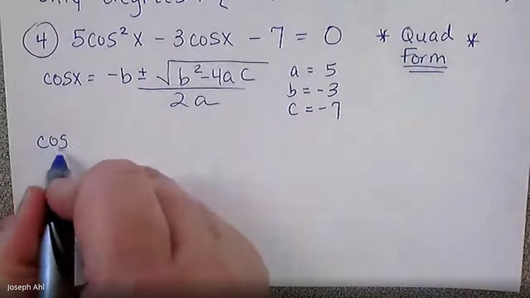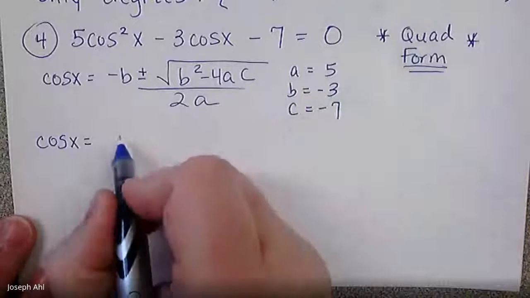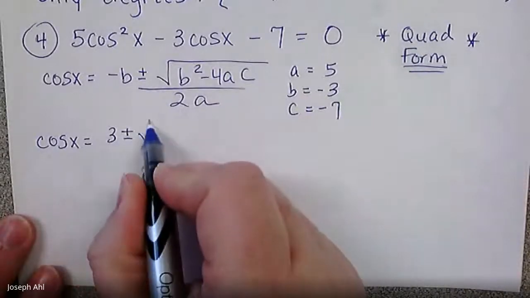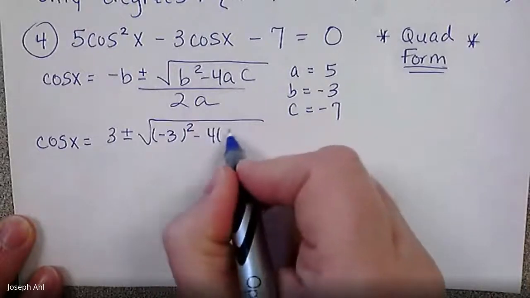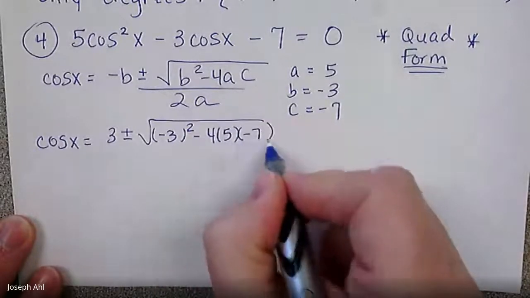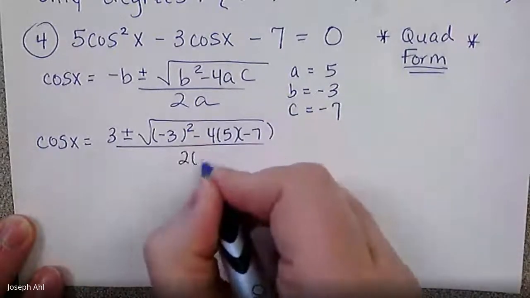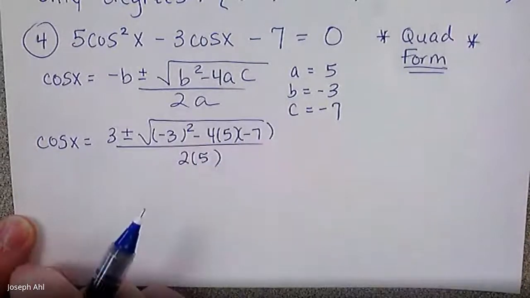Cosine of x would equal -b, which is 3, plus or minus the square root of -3 squared minus 4 times 5 times -7 all over 2 times 5. Can't help but sing it, sorry.